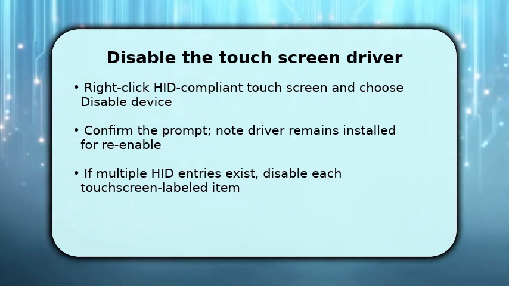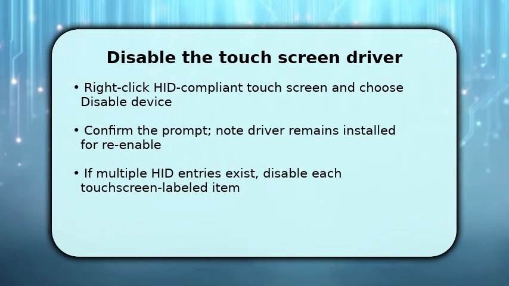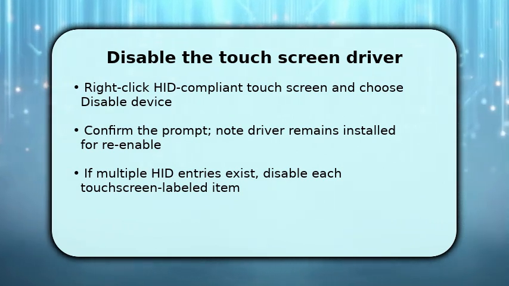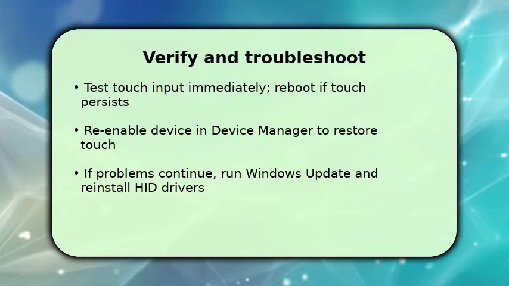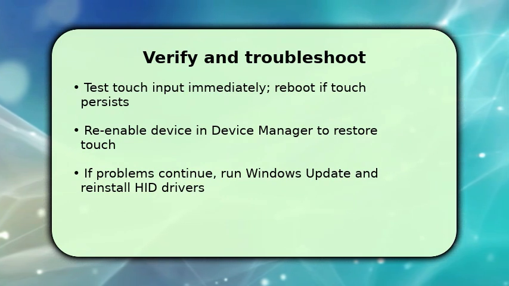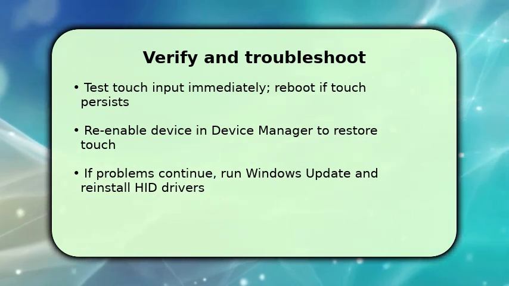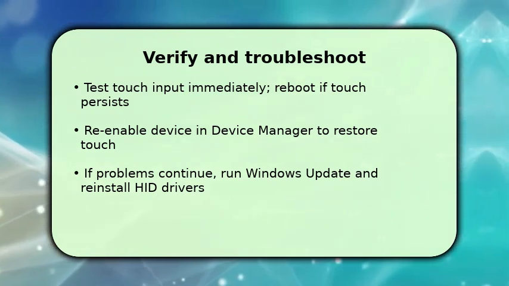If you see a yellow warning, stop and double-check you targeted the touchscreen device rather than a critical input device. Once done, test touch input by tapping the screen. If it still responds, reboot to ensure Windows applies the change. If touch is gone, you're finished.